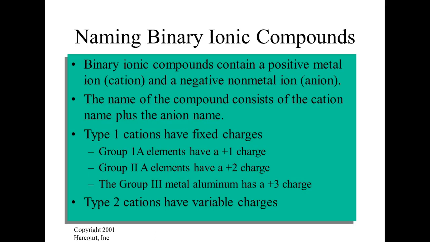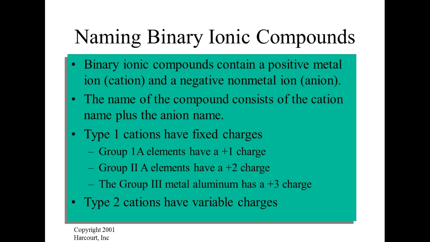So for binary ionic compounds, we have a positive metal, the cation, and a negative nonmetal, the anion, and they're from the 2 sides of the periodic table. The name consists of the cation plus the anion, and we know that all these ions have charges. So remember, group 1A's have a +1 charge, and group 2 has a +2, and group 3 has a +3. These are fixed charges that I was telling you about, so we should label all the A's on the periodic table with their charges.